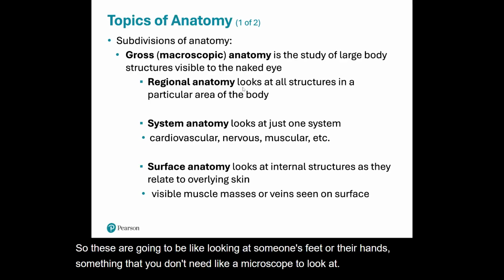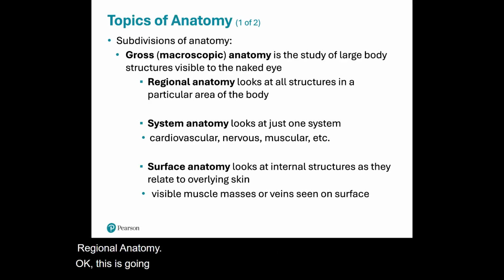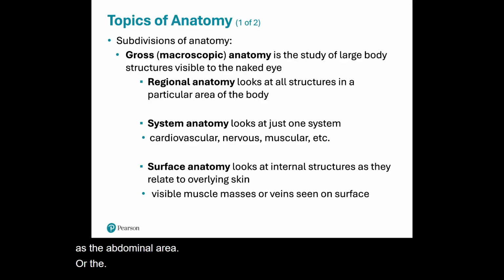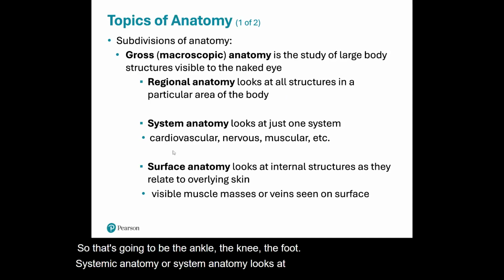Regional anatomy. Okay, this is going to be all the structures in a particular area of the body, such as the abdominal area or the skin area or the lower extremity. So that's going to be the ankle, the knee, the foot. Systemic anatomy or system anatomy looks at just one system, the cardiovascular, nervous, or muscular system.